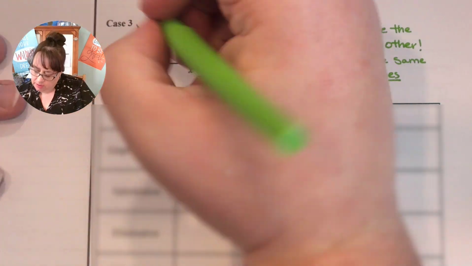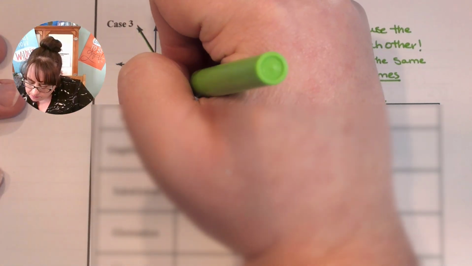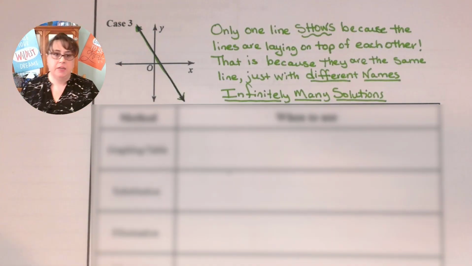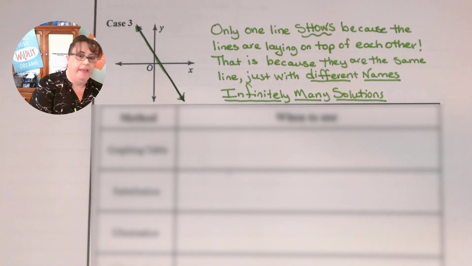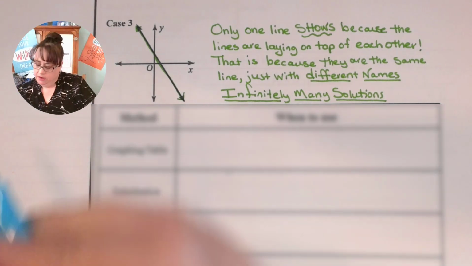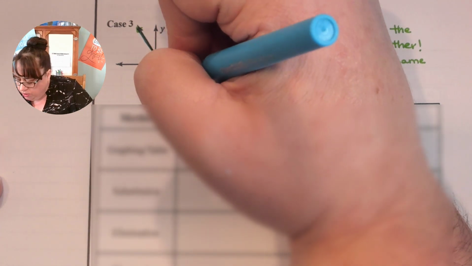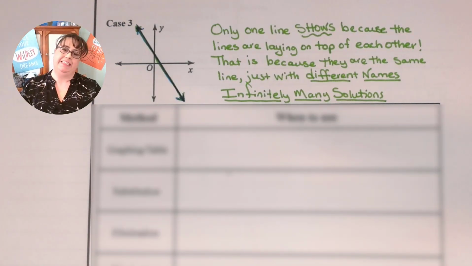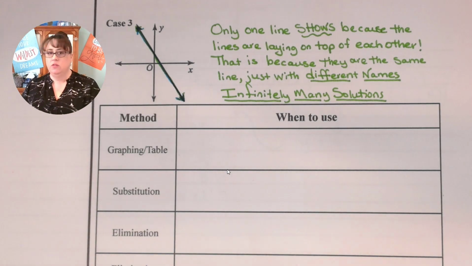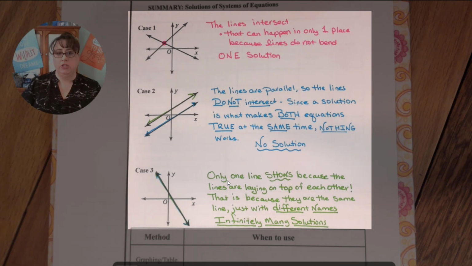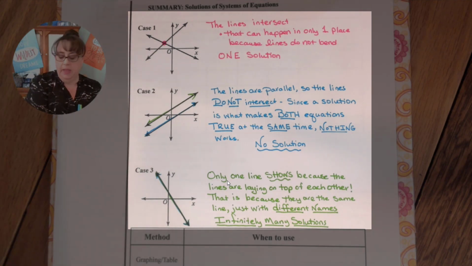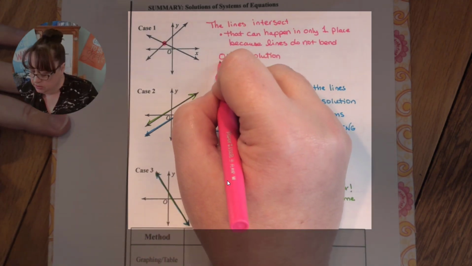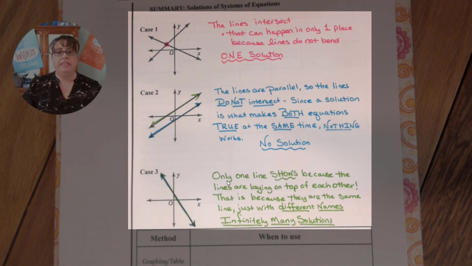So it's like I drew the line. That was the nickname line. And then you didn't come home in time for dinner, and you got called your long name by your parent, and there it is again. So it's the same line, just with a different name. And so those are your three cases: one solution, no solution, and infinitely many solutions. Three different cases that you can have with systems of equations.